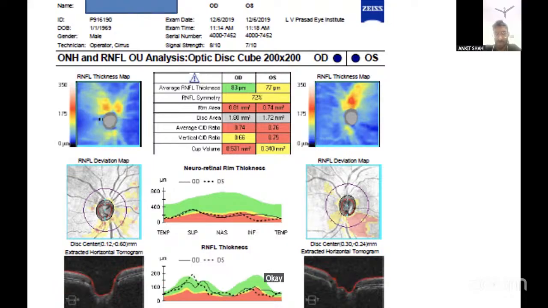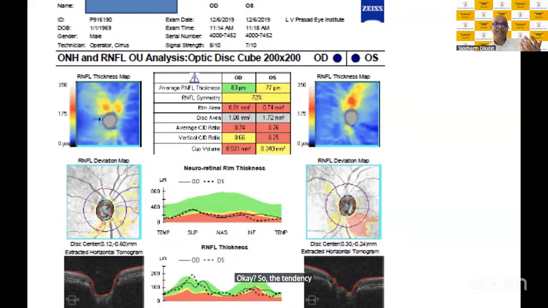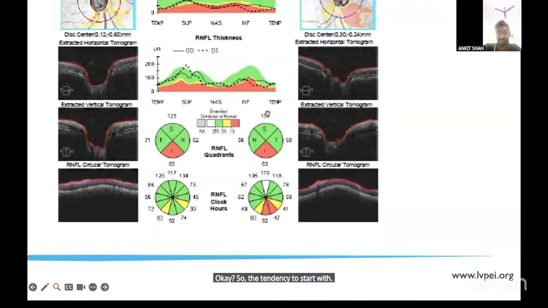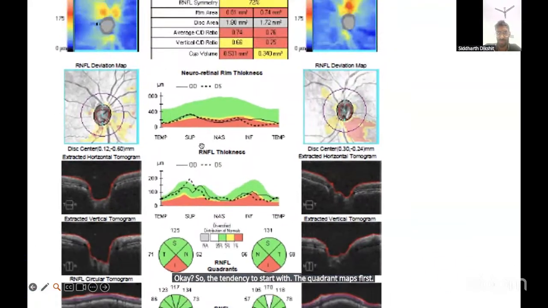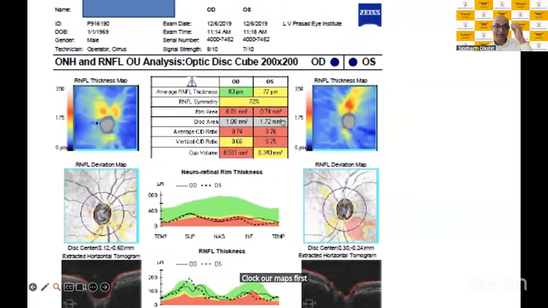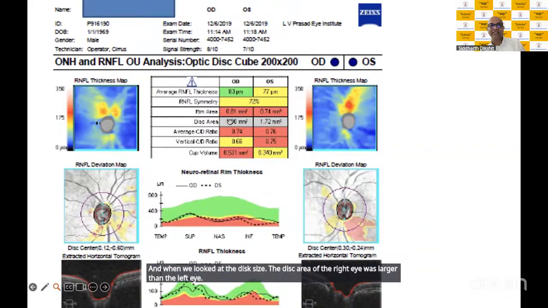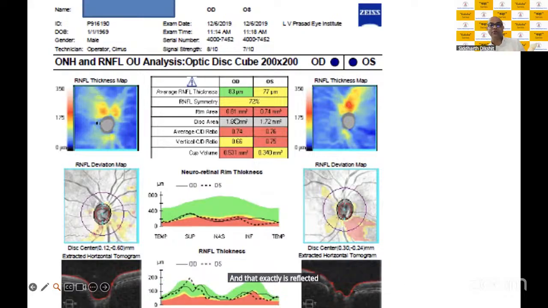Okay, so the tendency to start with the quadrant maps first, clock hour maps first, and then the summary maps next is very dangerous. It can lead you to wrong interpretations. And when we looked at the disc size, the disc area of the right eye was larger than the left eye, and that exactly is reflected here also.